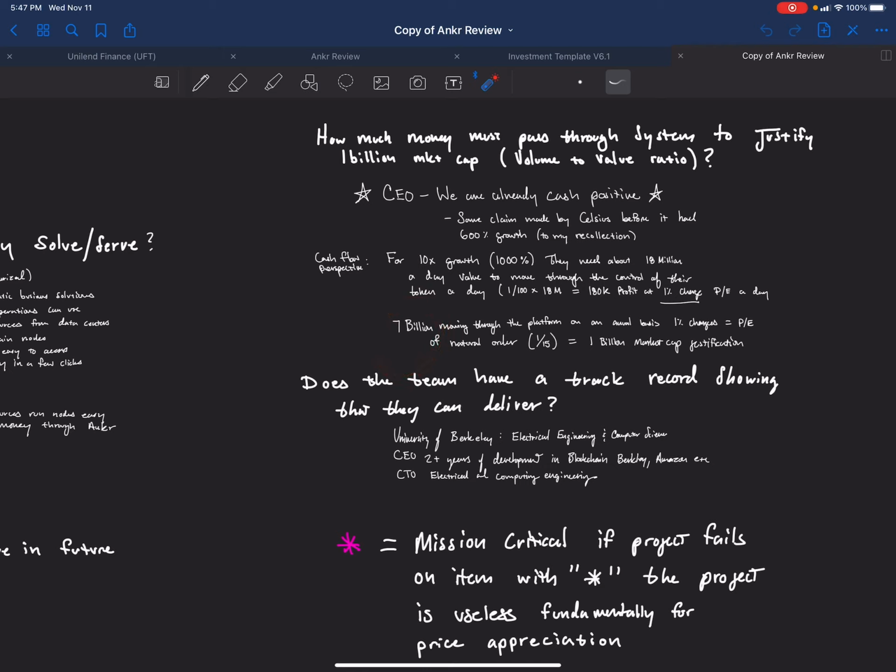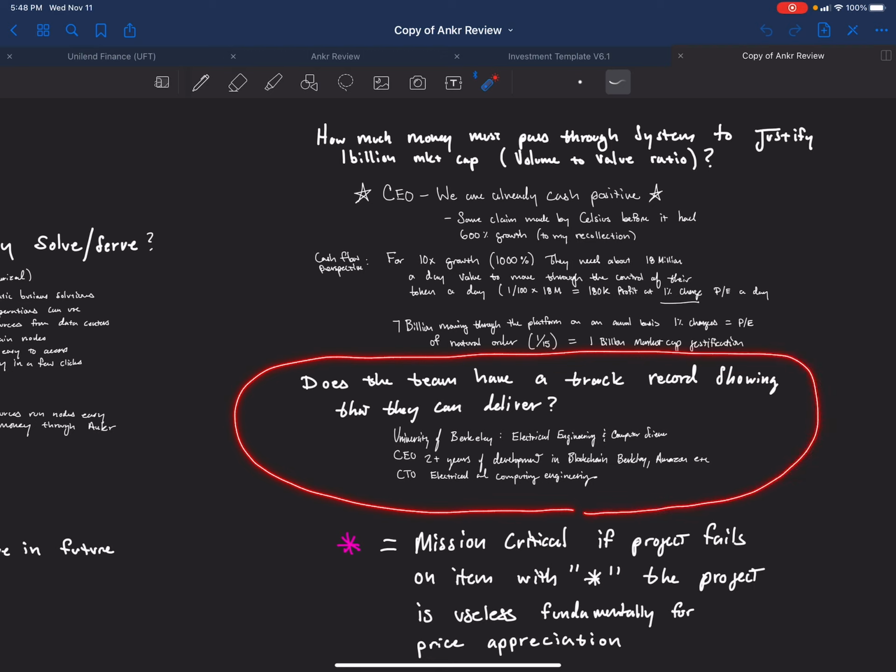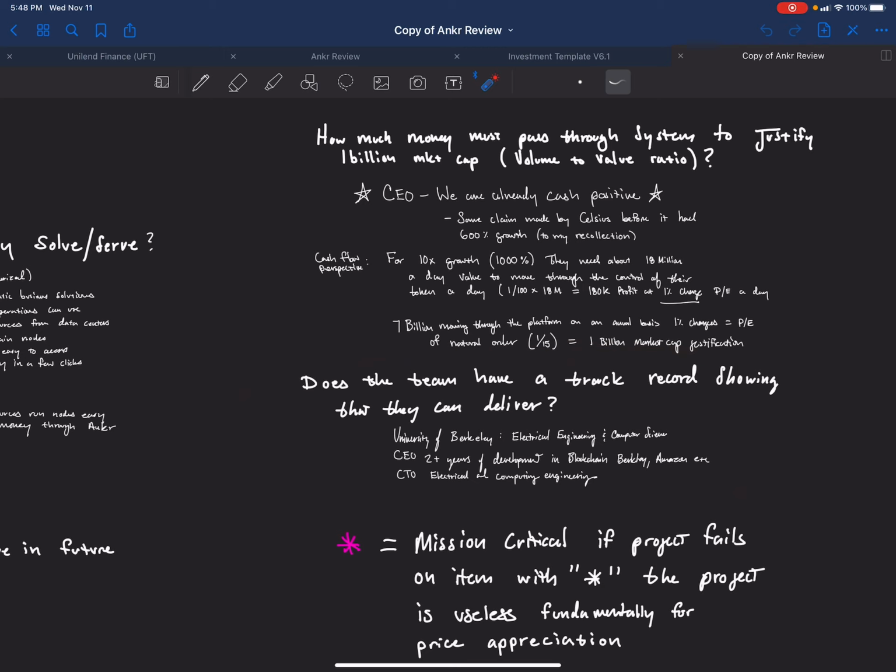So all of this is just to show you how difficult it could be for them to reach $1 billion. I don't think it's going to be that difficult for them to reach a 10x from here. This project is definitely one that could do that, especially since they're cash flow positive and they're already proving themselves in the marketplace. So does the team have a track record for showing that they could deliver?